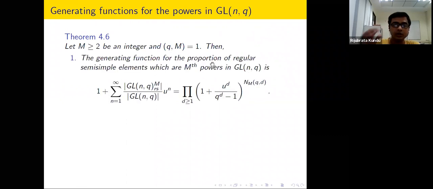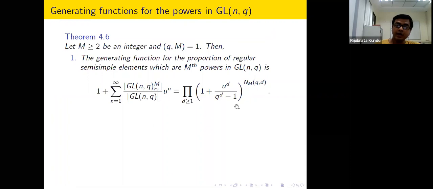So here is a generating function for the proportion of regular semisimple elements which are mth powers in GLnq. Suppose m is greater or equal to 2, and we are just assuming that GCD of q comma m equals 1. Then the generating function for the proportion of regular semisimple elements which are mth powers in GLnq is given by the following infinite product: the product over d greater or equal to 1 of (1 plus u to the power d by q to the power d minus 1) to the power N(m,q,d). Now, one important thing to observe here is that if we recall the generating function for just the proportion of regular semisimple elements, it was just this, where N(m,q,d) was just N(q,d). So here you see that putting m equals 1, we get back the one for the regular semisimple elements.